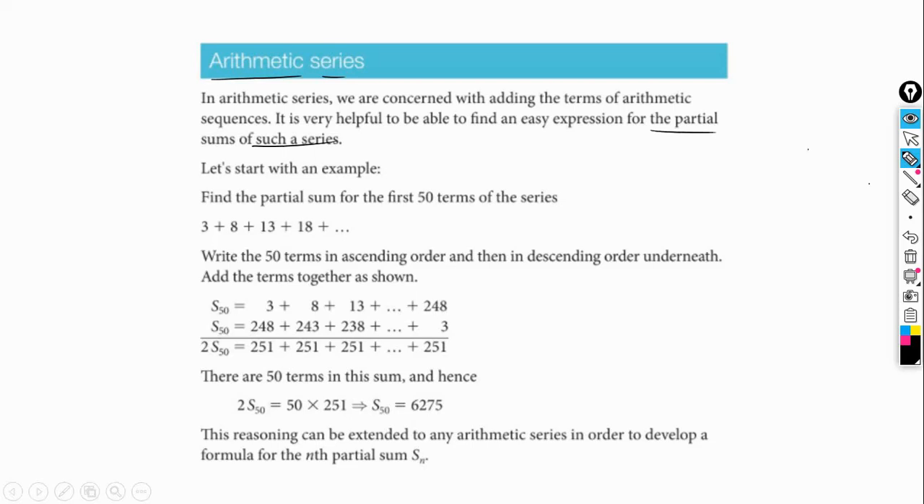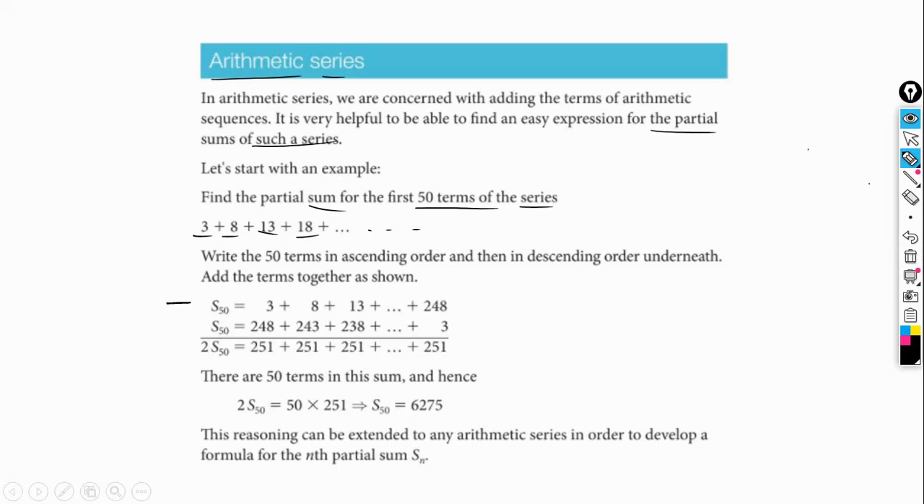For example, find the partial sum for the first 50 terms of the series 3 plus 8 plus 13 plus 18, etc. Now, if we want to add those 50 terms, it would be a very long and tedious process, but we can do a trick.